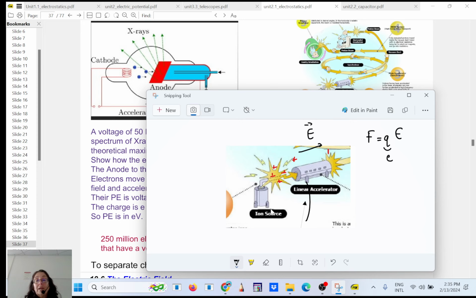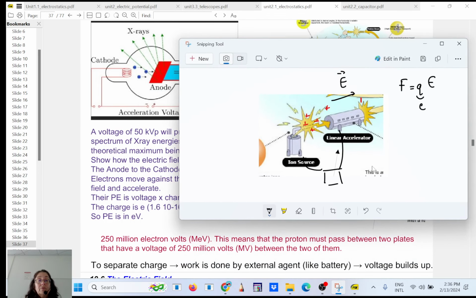And for that, you need to apply a huge voltage. That's why it's so expensive here. You need to apply a huge voltage of 250 million volt. So each proton will have an energy of 250 million eV, and all that energy will be delivered to the tumor to destroy the cancer cells.